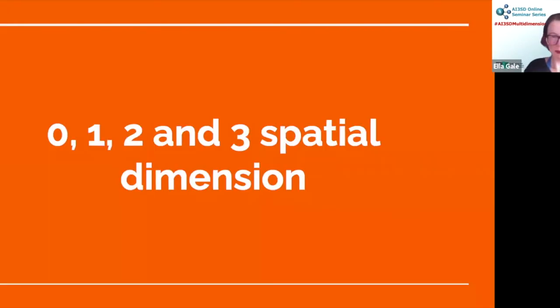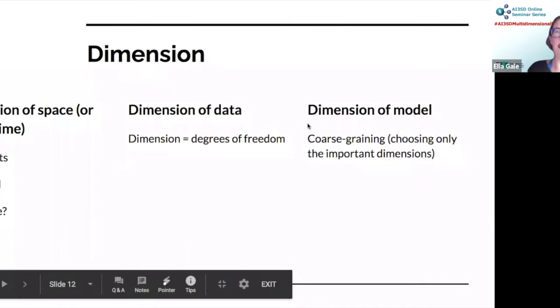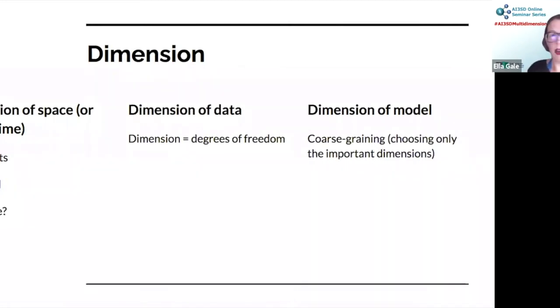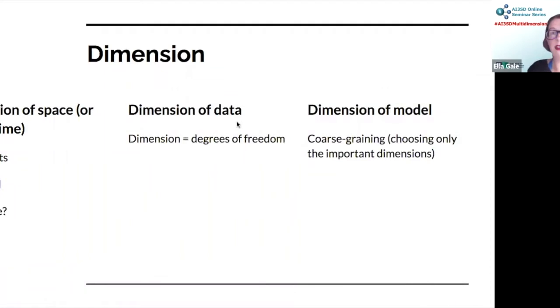Okay, so 0, 1, 2, and 3 spatial dimensions. Now, when talking about these things, there's a couple of slightly different concepts that get slightly conflated. So we have the dimension of space, as in a physical dimension you'd walk around. So we have 3D objects in a 4D world. This is the maths. This is less important for us, but it helps with understanding to think of geometrical shapes in these spaces. And we have the dimension of data. By dimension, we mean degrees of freedom. And then we have the dimension of the model.